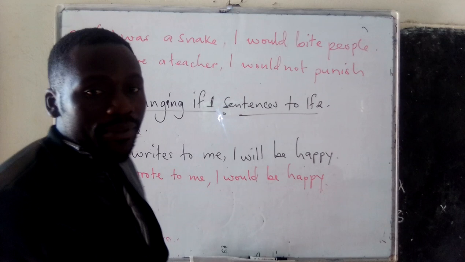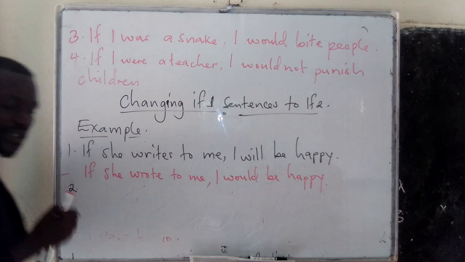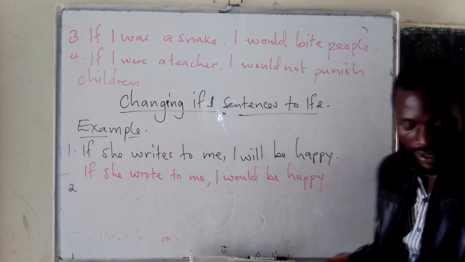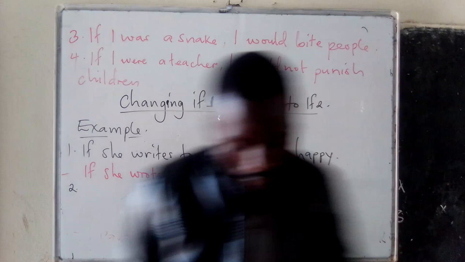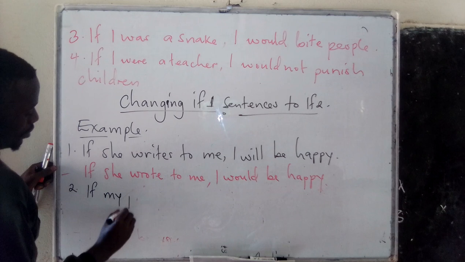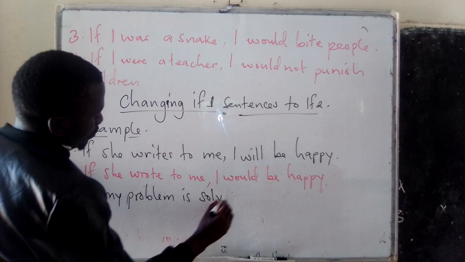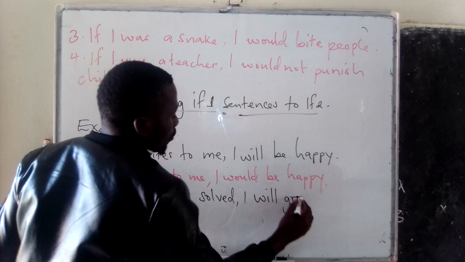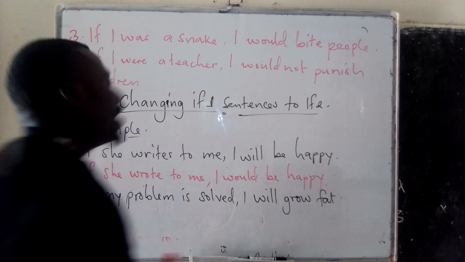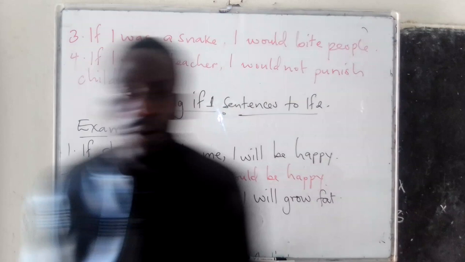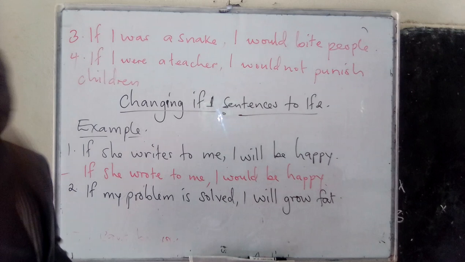Okay? And let me put another example. Then our activity will also be of the same category, so that we can change our sentences from if one to if two. If my problem is solved, I will grow fat. Okay? That is another if one sentence. That means I have hope that my problem might be solved. That is if one. We are expecting, we have hope that the condition might be fulfilled. But in if two, we don't have any hope.